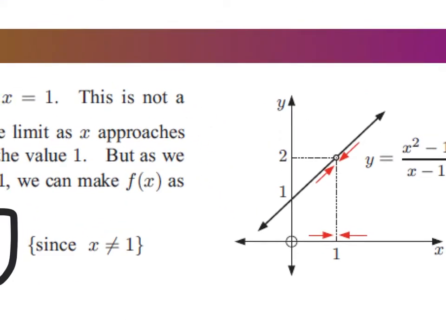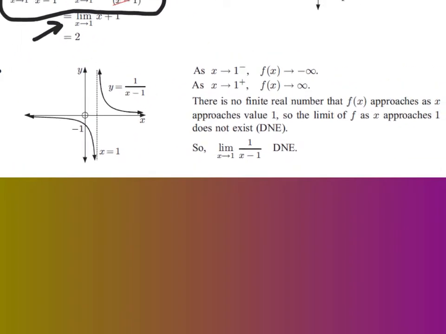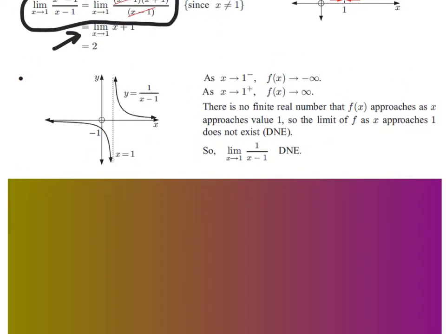So in order for the limit to exist, the output at that point actually doesn't have to exist. There could be a hole there, but the limit would still exist because the left hand and the right hand side agree.